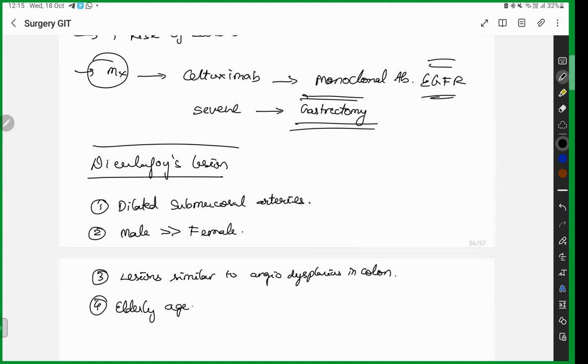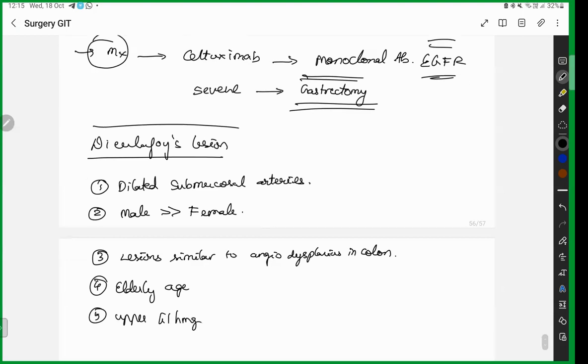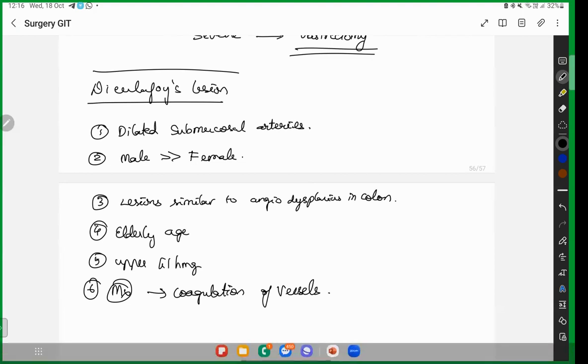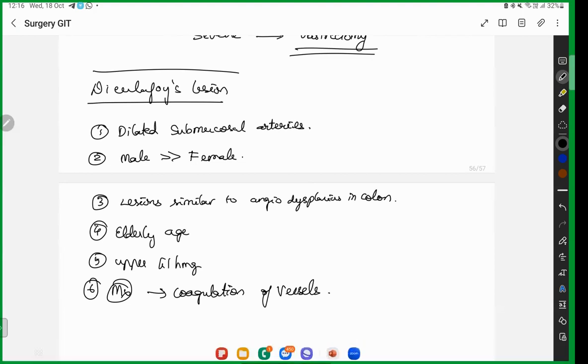I told you already. Okay, and clinically it is going to present as an upper GI hemorrhage. And for the management of this patient, you're going to give coagulation of vessels. That is going to be your management. Coagulation of vessels is going to be the management for this patient. Is this clear, guys? Let's see certain images and then come back to the variceal bleeding.